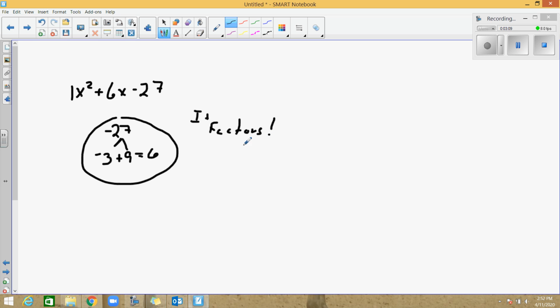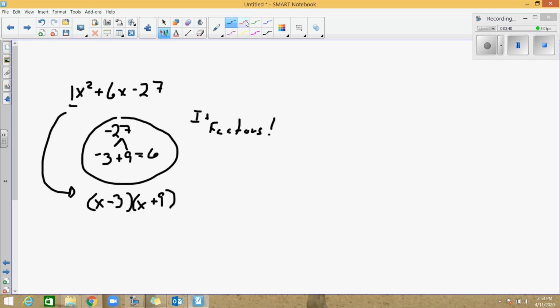All right, and because of this, we can now come down here and say, okay, this looks like FOIL. So my FOIL, I can just script that out. Because this is 1, I can go right to this step where I get x squared. Well, this is the result of my first terms. So this is an x, and that's an x, gets me x squared. Then it's just a plug in. So I get minus 3 and plus 9.